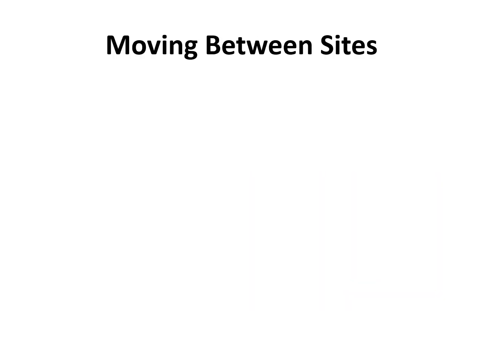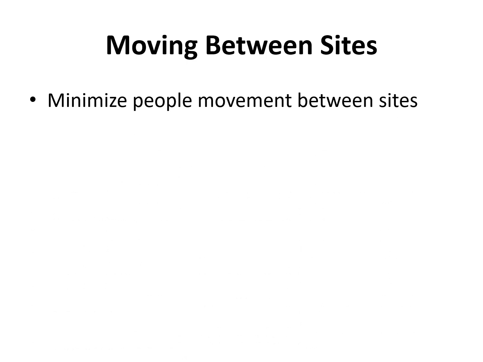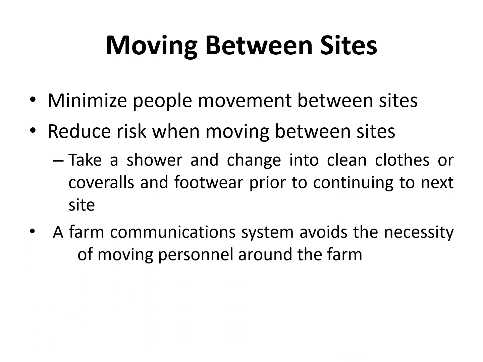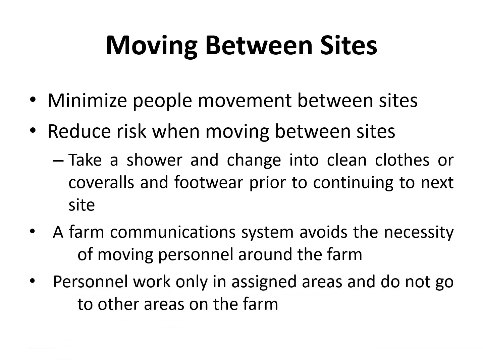Moving between sites. Minimize people movement between sites. Reduce risk when moving between sites. Take a shower and change into clean clothes or coveralls and footwear prior to continuing to the next site. A farm communications system avoids the necessity of moving personnel around the farm. Personnel work only in their assigned area and do not go to other areas on the farm.